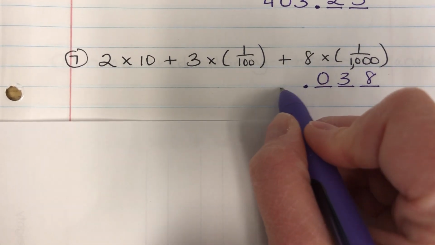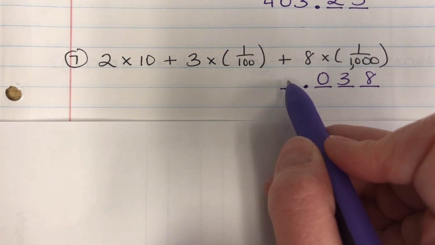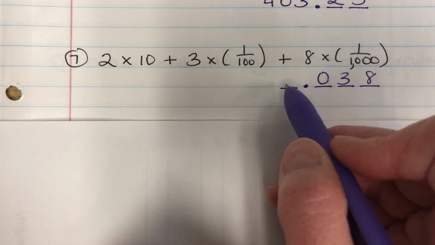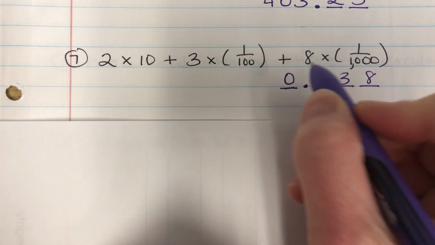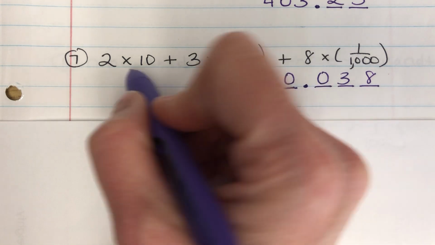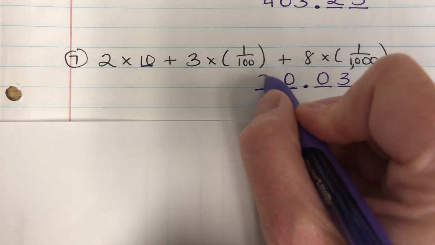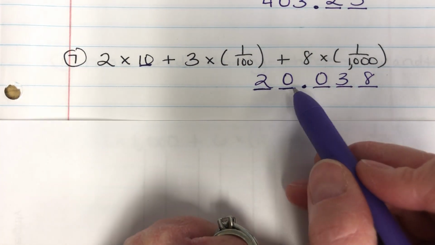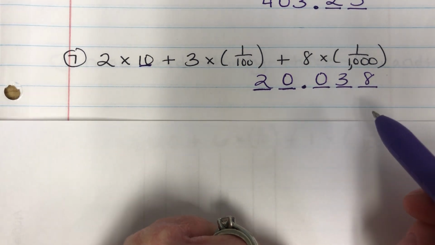Next one over right here, this is the ones place, and I don't see anything being multiplied by 1, so I need to put a 0 there. And the next over from the ones place would be the tens place, and I do see 2 times 10, so a 2 would go there. So you should have 20 and 38 thousandths.